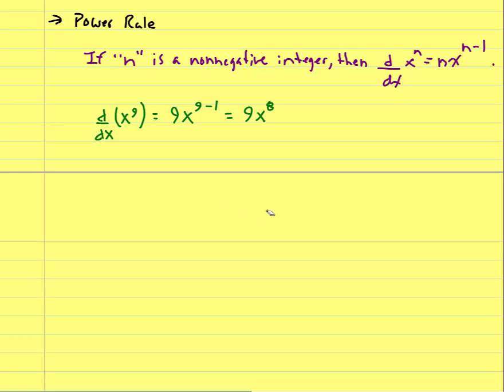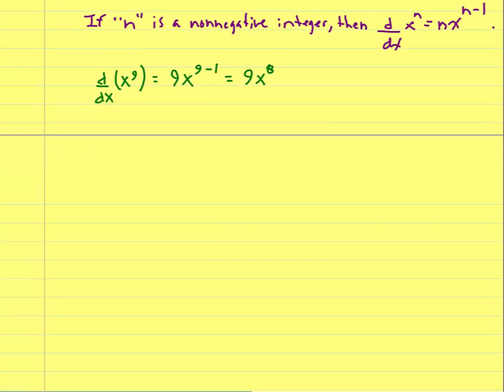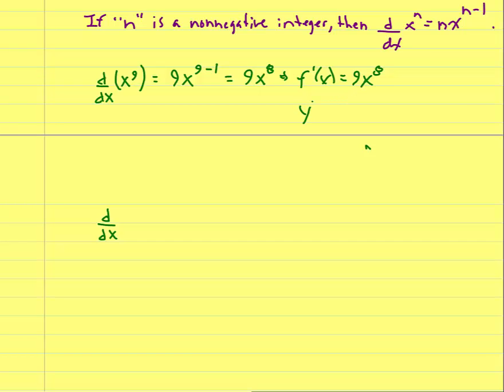Okay, so that's a lot easier than applying the limit definition of the derivative, because you would have to take x plus h quantity to the 9th power in order to figure this out using that limit definition. Now this still has the same meaning. This is still the slope of the tangent line at any point along the curve. So this implies that f prime of x is equal to 9x to the 8th, or y prime equals 9x to the 8th. These are all the different notations that we can use for that.